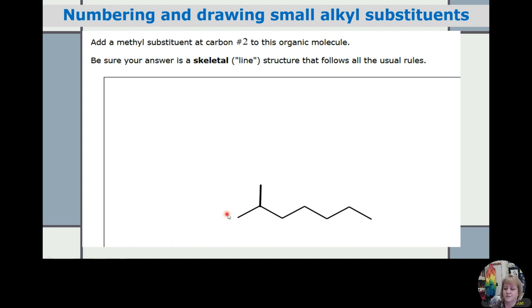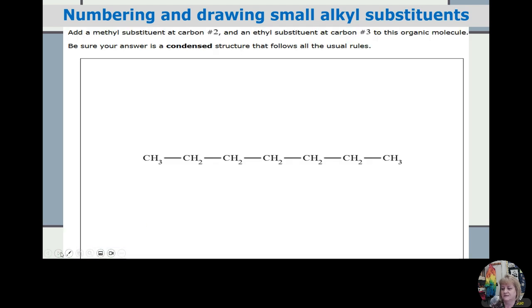Skeletal drawings, remember each point here, 1, 2, 3, 4, 5, 6, 7. So this is a heptane. And we would just start counting here, 1, 2. That's it. This is a condensed drawing, so you have to put it in as condensed. So again, if I'm adding a methyl at number 2 on this one and an ethyl at number 3, we're going to add them a little differently.